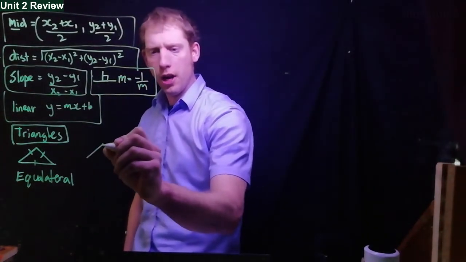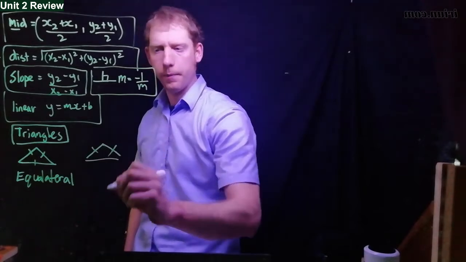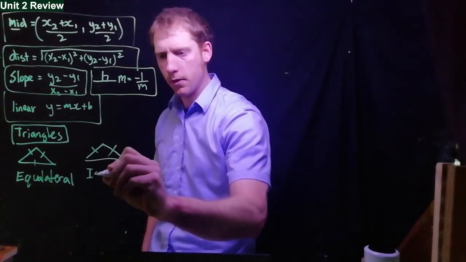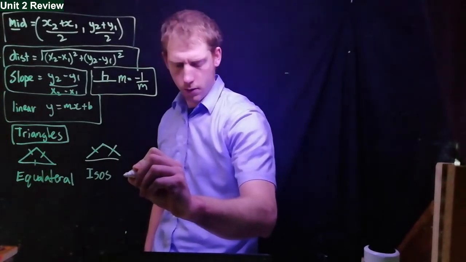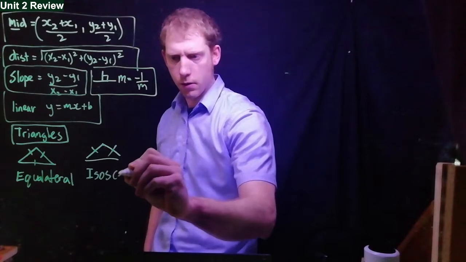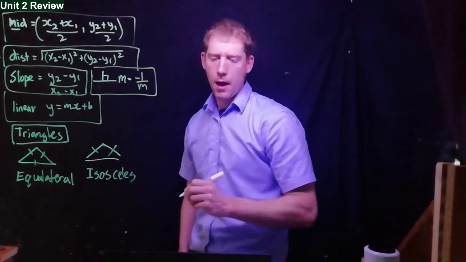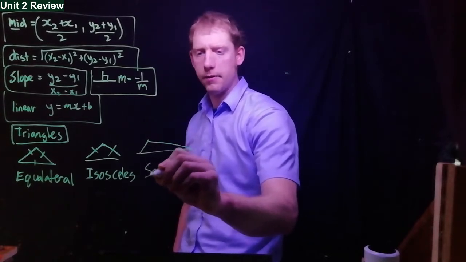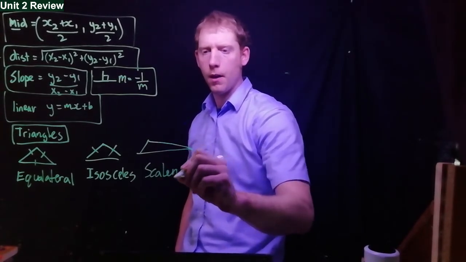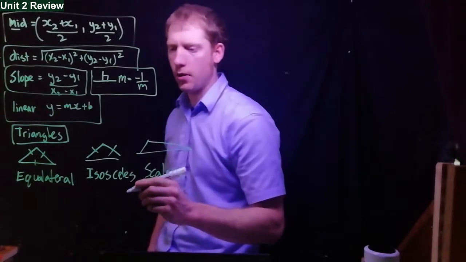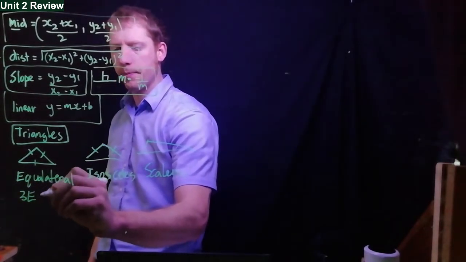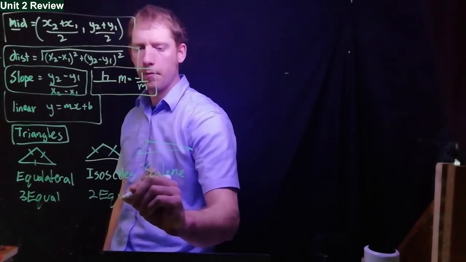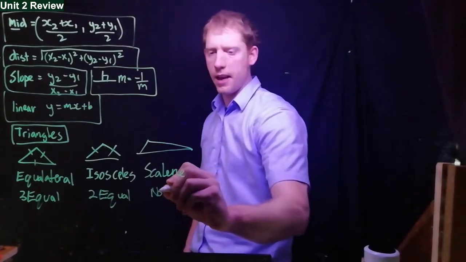If only two sides are equal, then that is an isosceles. And then the third type of triangle that you need to be able to prove is called scalene, and no sides are the same. So this has 3 equal sides. This has 2 equal sides. And this has no equal sides.